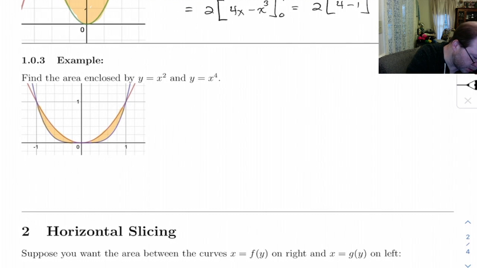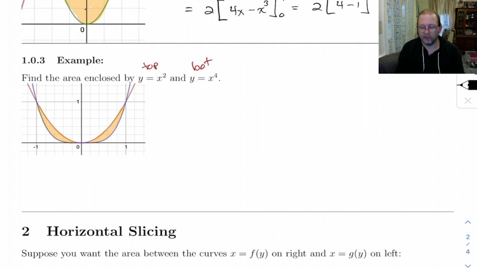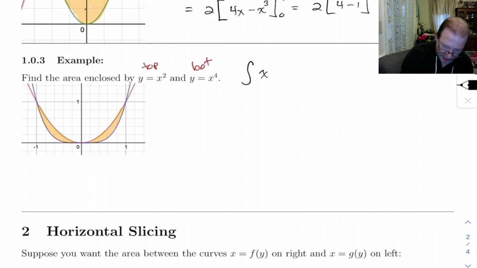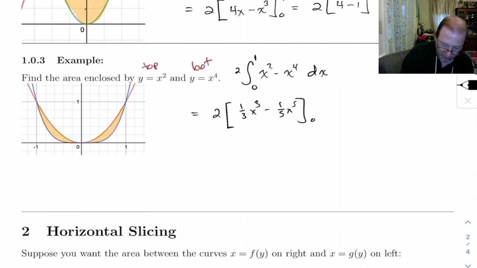Let's see. x squared is the one that's on top, and x to the fourth is on bottom. So when we do this, we're going to get the integral of x squared minus x to the 4. And we're going from 0 to 1 and double it. All right, when we do that, I've got a 2 on front, and then 1/3 x cubed minus 1/5 x to the 5th from 0 to 1.